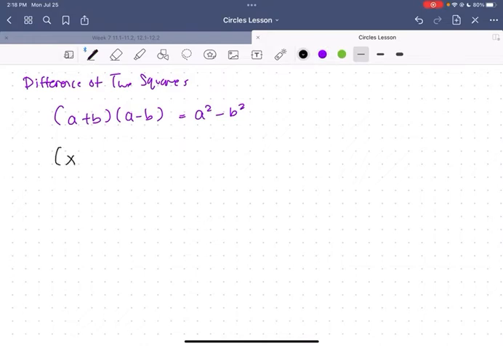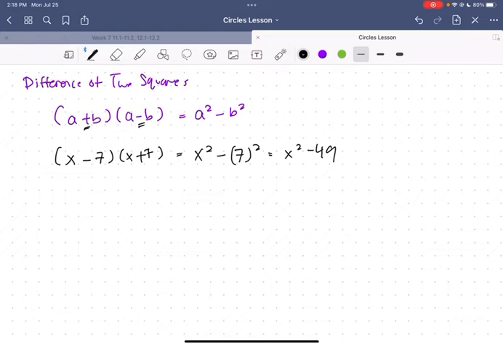So let's say you had x minus 7 times x plus 7. Note that it doesn't matter if it's positive or negative, the order can be switched because you're just multiplying it anyway. According to my difference of two squares special rule, it gives me x squared minus 7 squared, which is x squared minus 49.